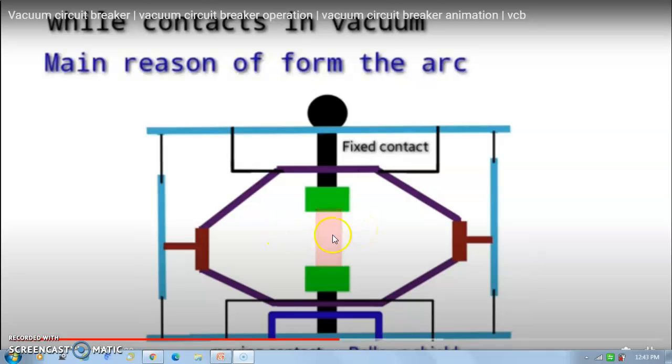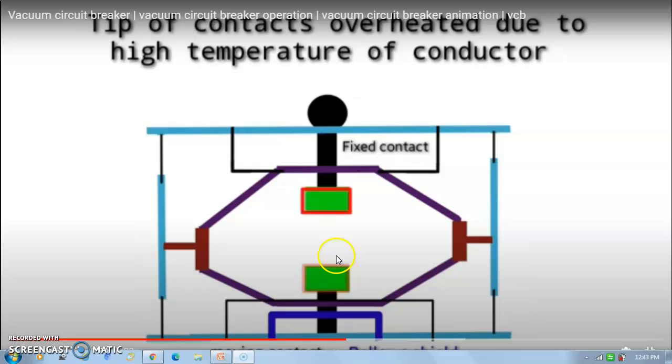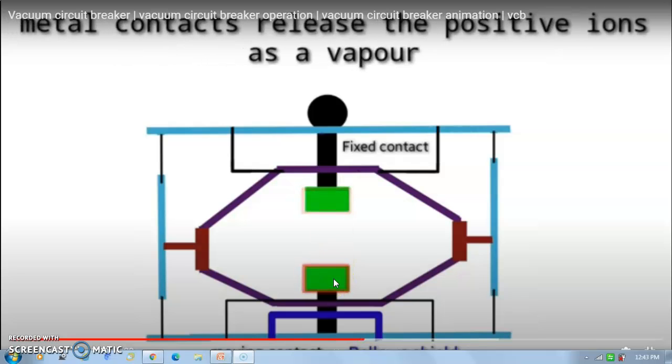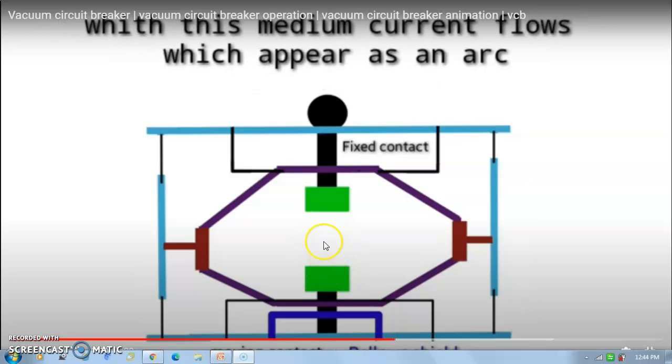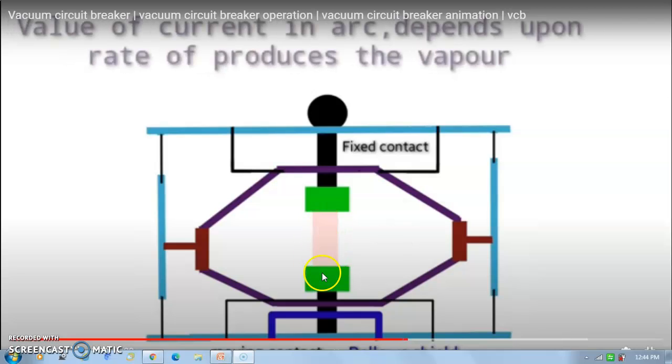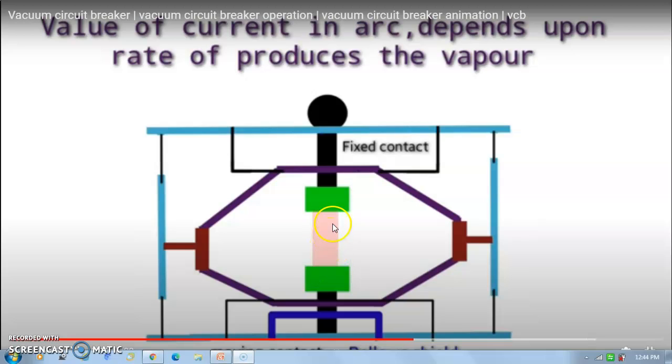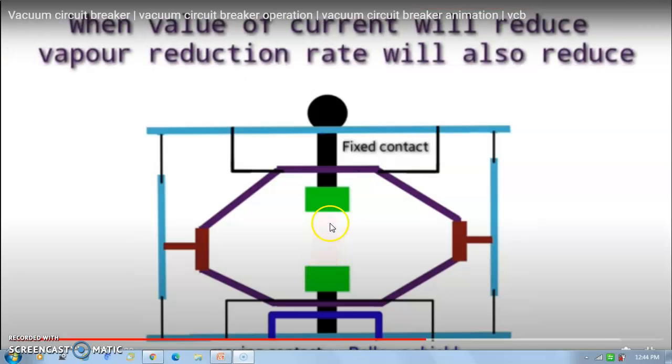Okay. The main reason for the arc formation is that the tips of these two contacts are electrodes with high temperature, with the high heat of the conductor. These two conductors start to evaporate positive ions. Okay, these two contacts release the positive ions with the high temperature. Due to the high temperature, high heat, vapors are ionized. Those are emitted from these electrodes. With this medium, current flows, which appears as the arc. Okay, these ions form the path for the current flowing, so that it forms the what? Arc formation. Depending upon the rate of vapor produced, the arc is formed here.